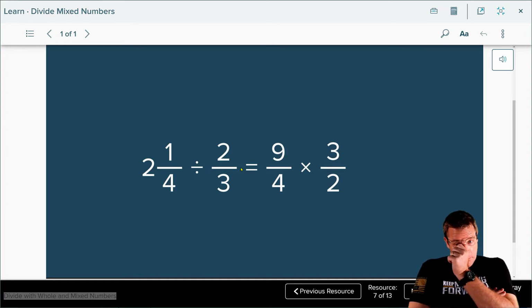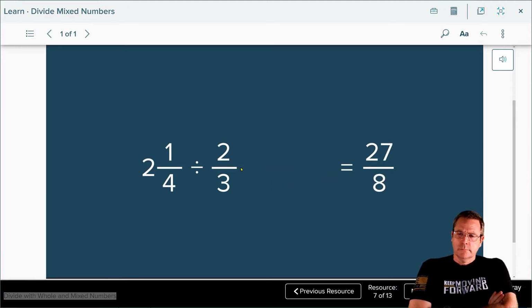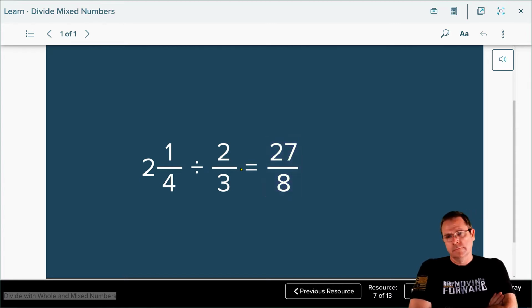Then multiply the numerators. 9 times 3 equals 27. Finally, multiply the denominators. 4 times 2 equals 8. So 2 1/4 divided by 2/3 is 27/8, or 3 3/8.